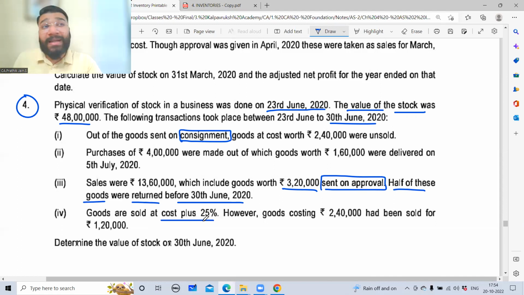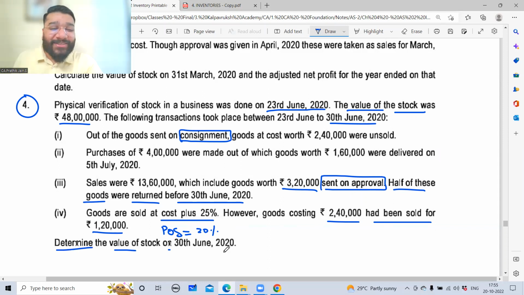The profit on cost is 25%. Then what will be the profit on sale? 20%. Excellent. This we have done ample times, so all of you know how to calculate this. However, goods costing rupees 2,40,000 had been sold for rupees 1,20,000. Goods costing 240 is sold for 120. Profit or loss? Loss.